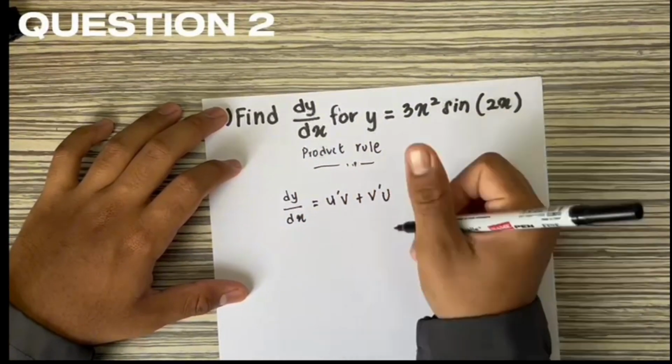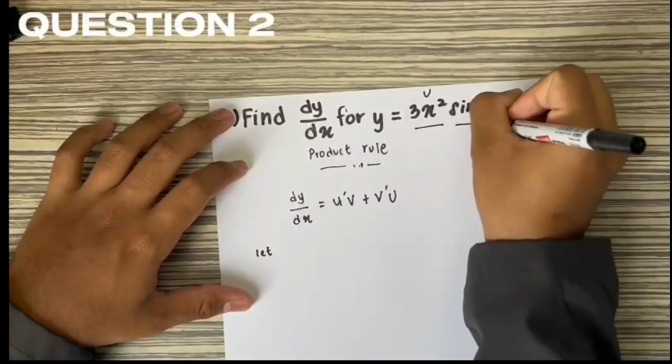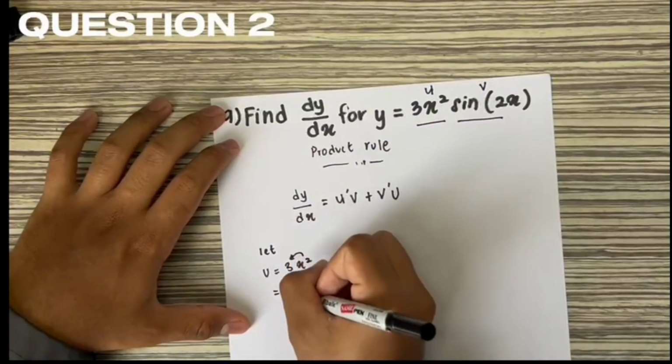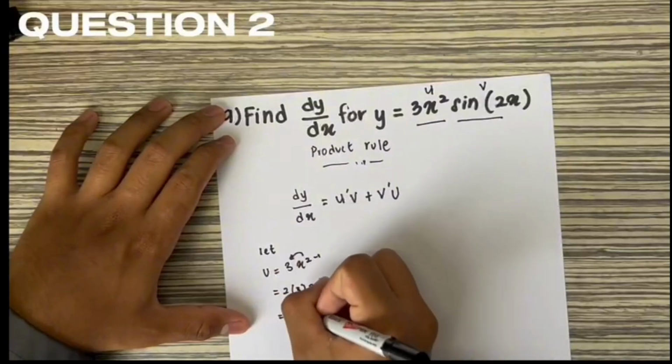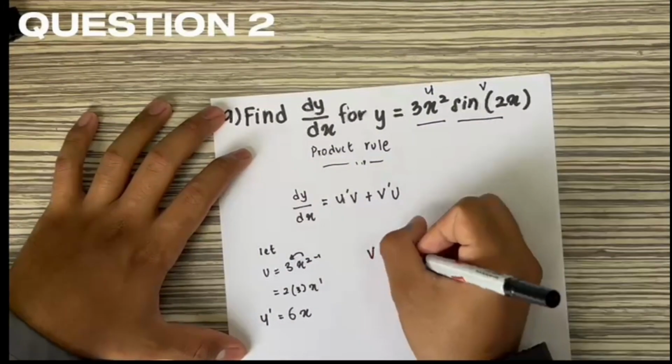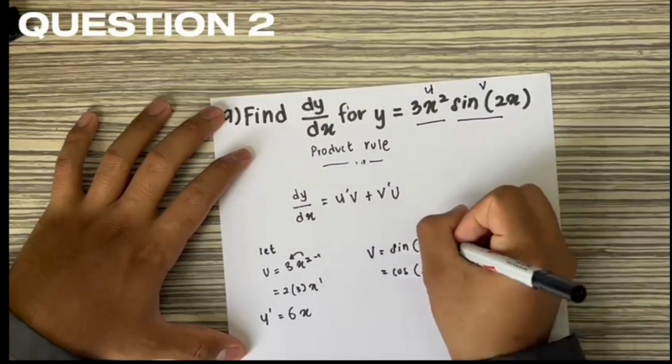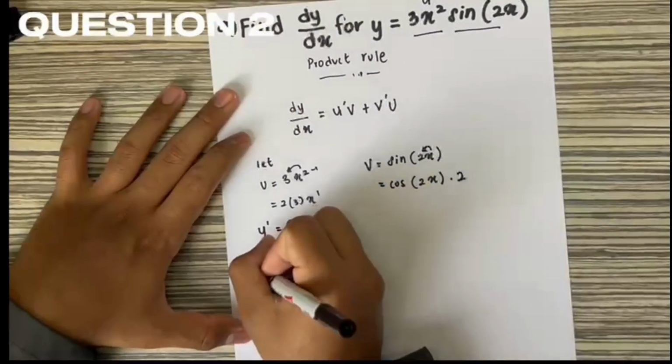u prime multiplied with v. So we need to find where is u, where is v. So let's find u prime. So 3x squared, and we need to differentiate it, and then we got 6x. That's our u prime. So we need to find v prime, sin 2x. So we need to differentiate sine to cos and 2x, let's write it, and differentiate inside the bracket. So we got 2, right? So that's our v prime.